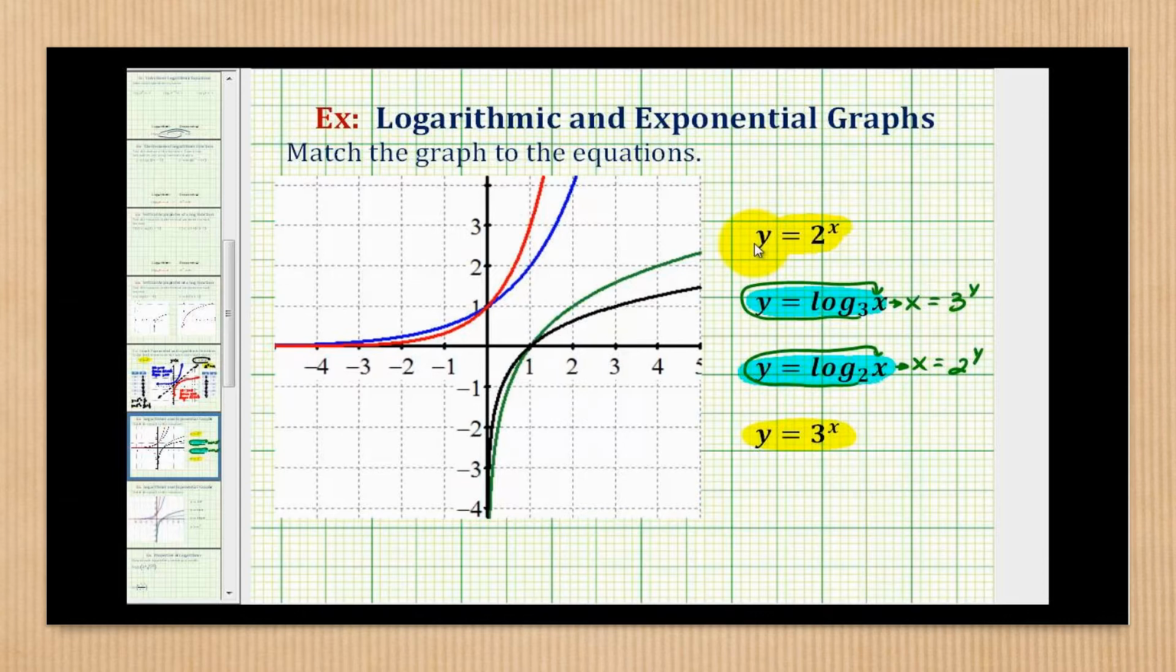Now these are the graphs comparing the logarithmic and exponential functions. See, this is the graph of 2 raised to power x, which we plotted right now. Then the graph of y is equal to log to the base 3 of x. By the definition of this logarithmic function, x will be equal to 3 raised to power y. Similarly, y is equal to log to the base 2 of x, so x will be 2 raised to power y, and y is equal to 3 raised to power x.